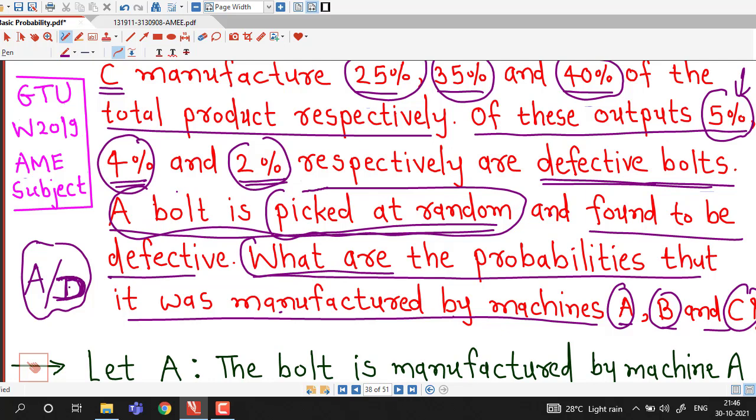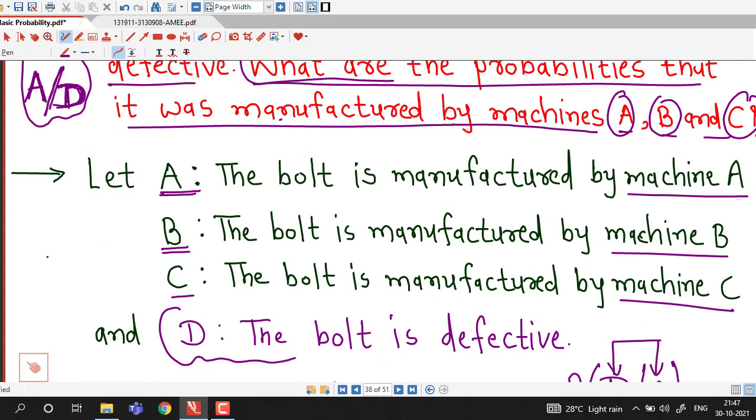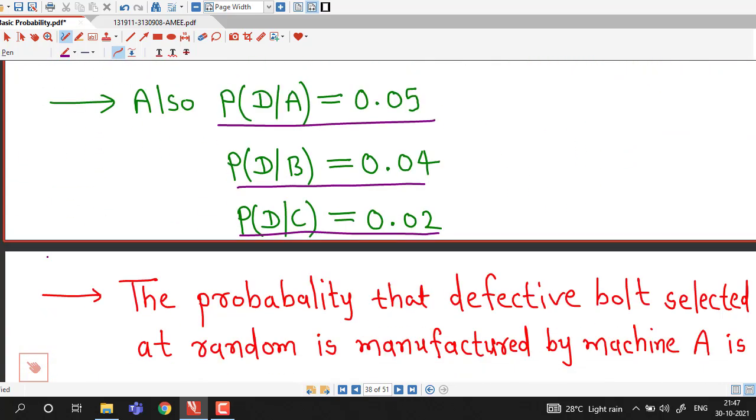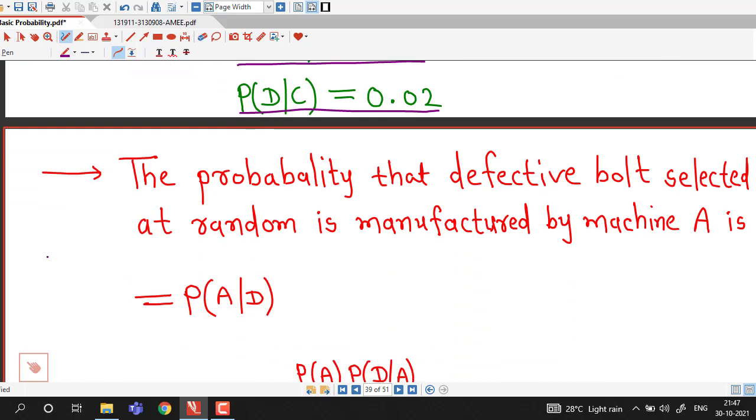That is, the bolt is defective occurs first, and we have to find the probability that the bolt is manufactured by machine A given that the selected bolt is defective. So A given D is the event that the defective bolt which was selected is produced by machine A. We can find that using Bayes theorem or Bayes formula.